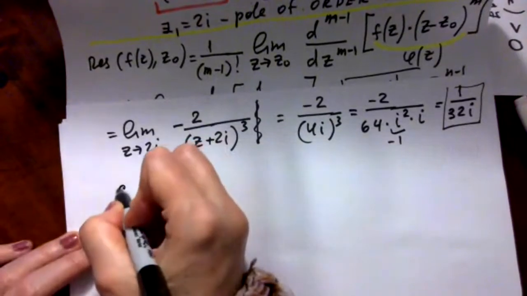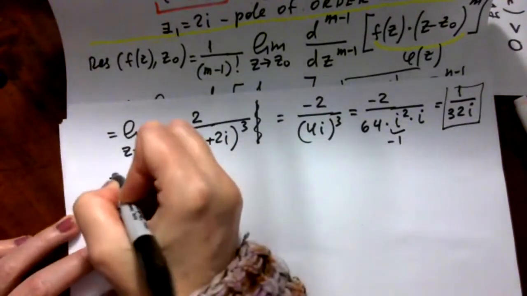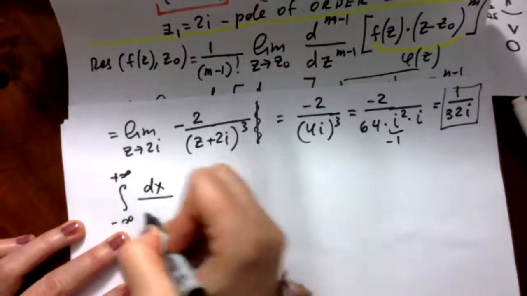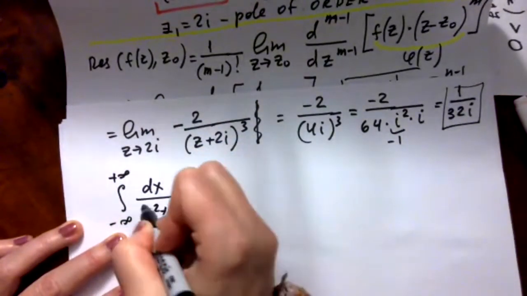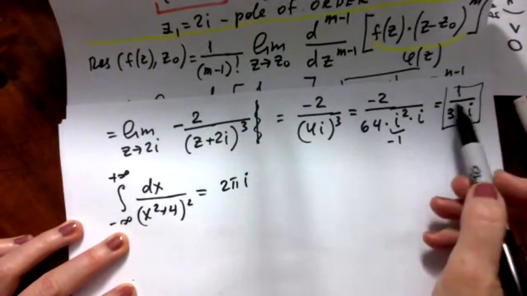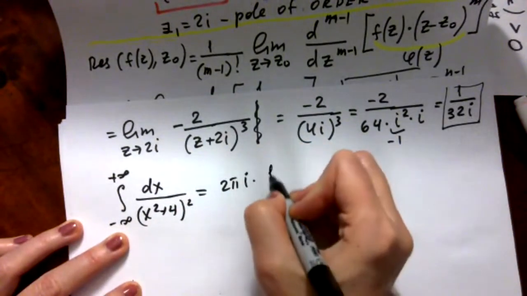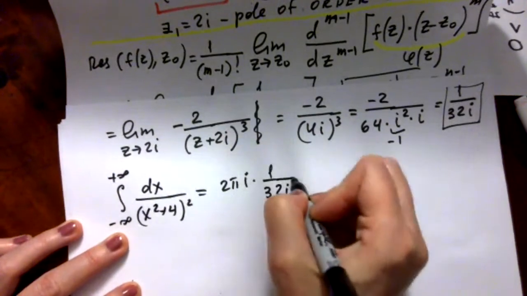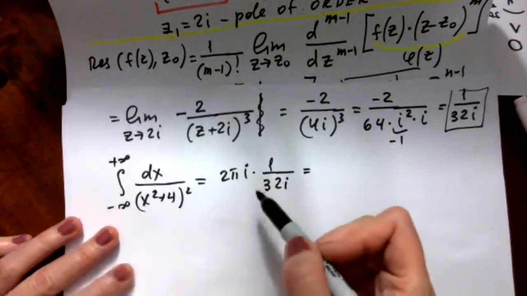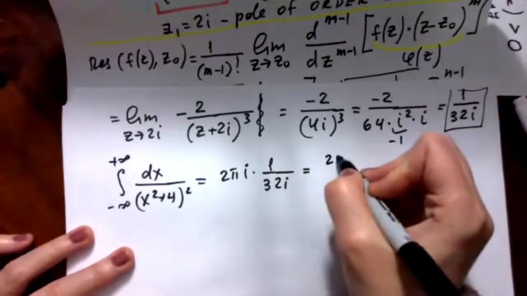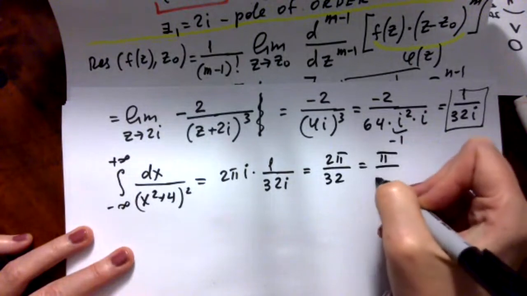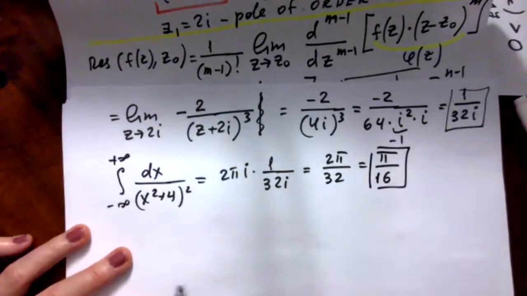Okay, so finally, let's recall our initial integral: the integral of dx divided by x squared plus 4 squared is equal to 2 pi i times the residue of our function at the singularity point which is above the x-axis. And as you can see, this imaginary unit gets cancelled out, and we have 2 pi divided by 32, which is actually pi divided by 16. So this is our answer.